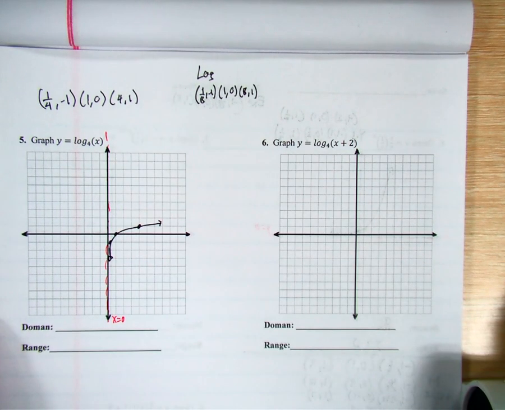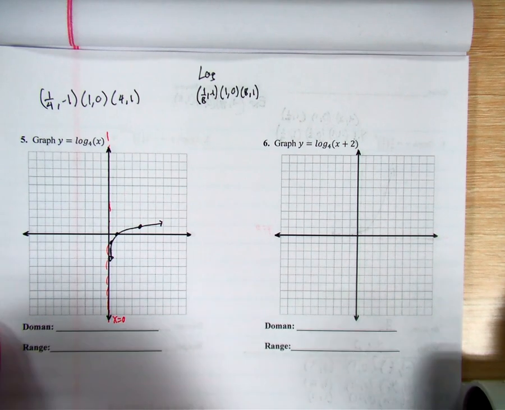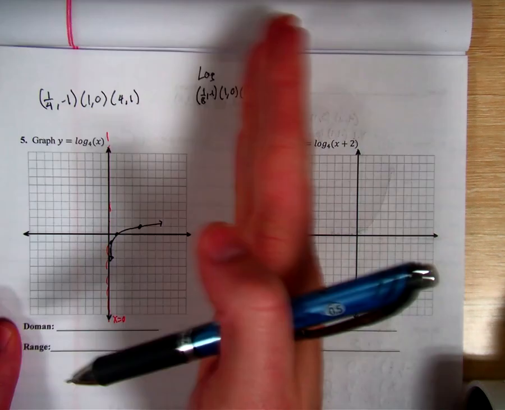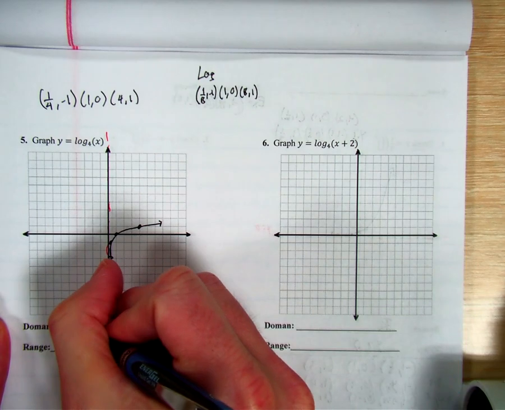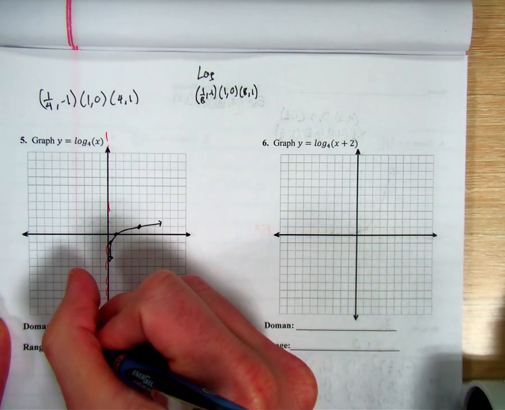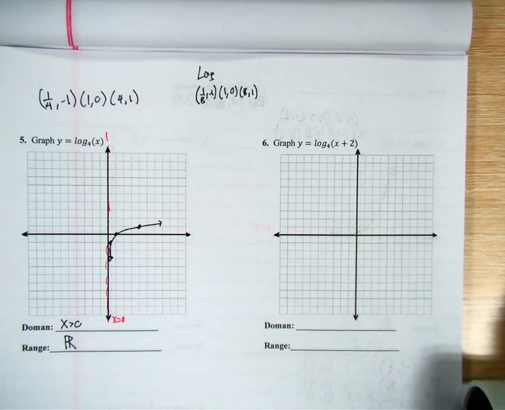Alright. Our domain is now going to be the special one. We're on the right-hand side here, so our x's are greater than 0. And our range is now the all real number one, because it goes up forever and down forever.